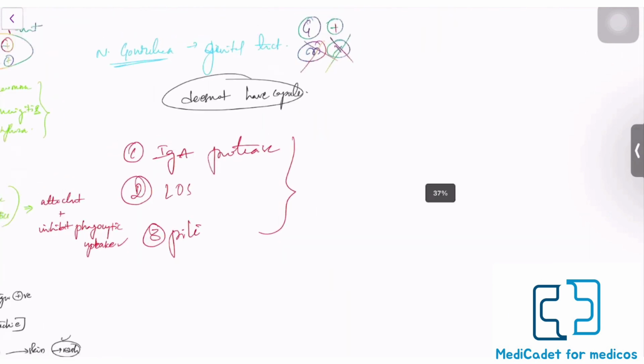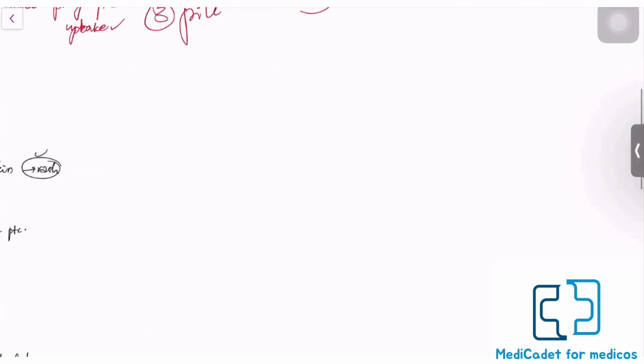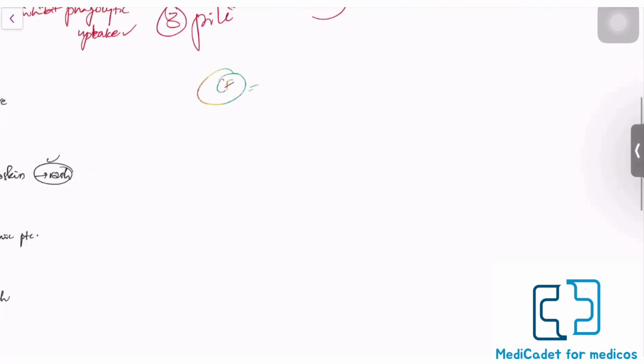And what will the clinical presentation of Neisseria gonorrhoeae infection be? It will cause gonorrhea. How will this gonococcal infection present? You have to differentiate this from a few other things which I'll be talking about in a while, like how you differentiate this from chlamydia infection, etc. Okay, so that whole thing I'll talk about in a while.